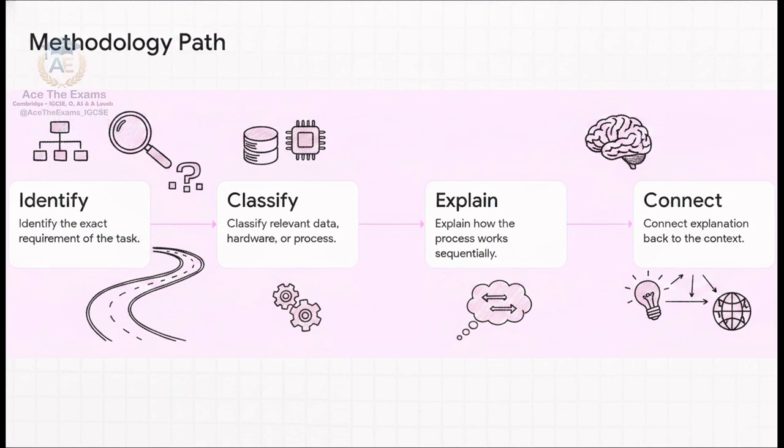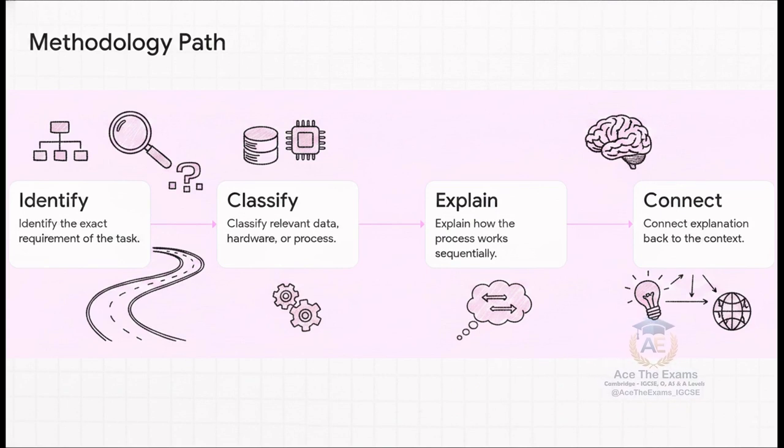I want to introduce you to a framework that top students use to structure their computer science answers. It's heavily inspired by the PEEL framework: point, evidence, explanation, link. But we've adapted it specifically for Cambridge computer science papers. First, step 1, identify the exact requirement of the task. This is your point. Decode the command word. Are they asking you to describe, explain, or evaluate?